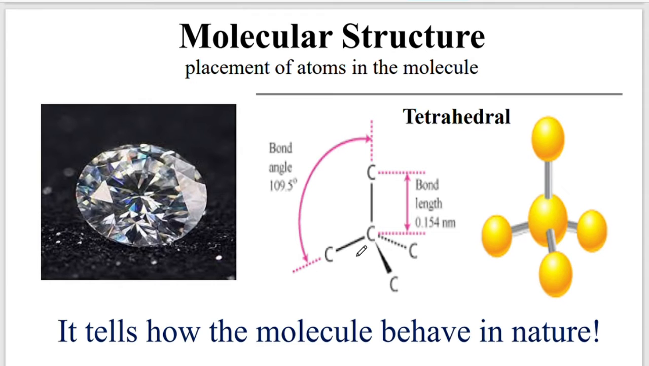For example, the molecule of diamond has a tetrahedral structure. So knowing the molecular structure of a compound is very important because it tells us how the molecule behaves in nature. Its characteristics and properties are greatly dependent on its molecular structure.